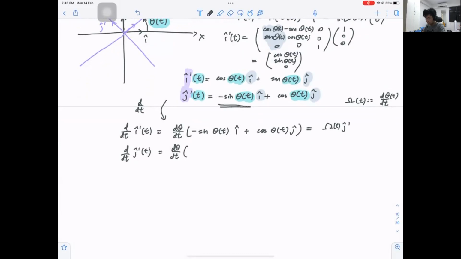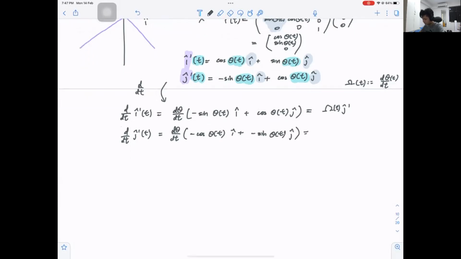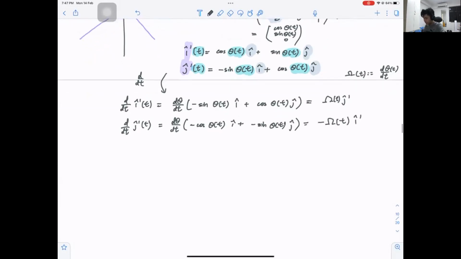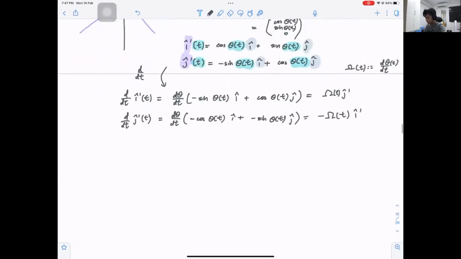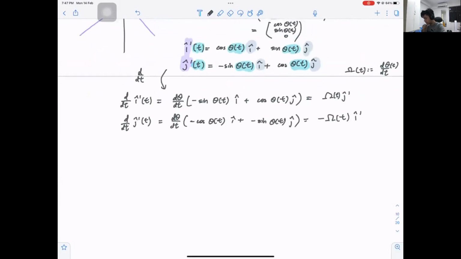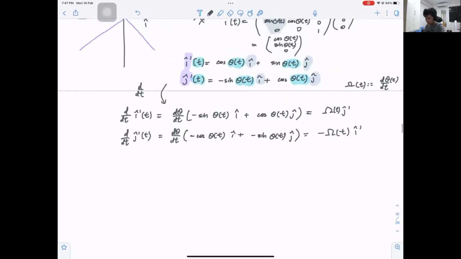So differentiate minus sine, right? You get minus cosine. And differentiate cosine, you get minus sine. And since the i hat and j hat are constant, they just stay there. Okay, so now this is actually minus omega of t i hat prime. And if we do that to the k, then in this case it's going to be 0. k hat prime does not change.